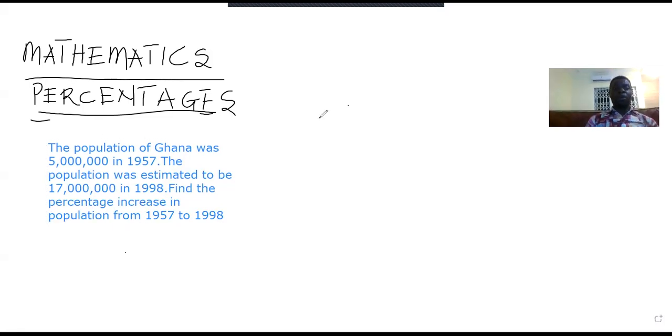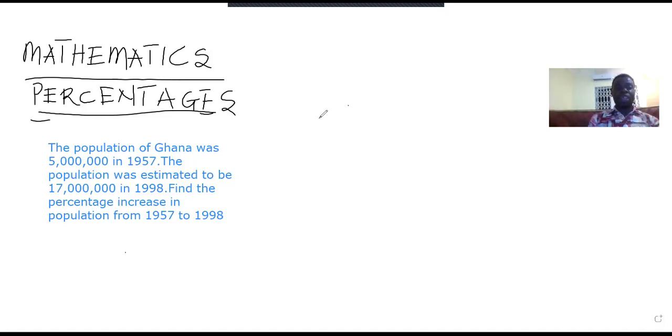Good. So the population of Ghana was 5 million in 1957. The population was estimated to be 17 million in 1998. Find the percentage increase in population from 1957 to 1998. So we want the percentage increase in population. The difference between 5 million and 17 million will be the increase in population. We are expressing the increase in population as a percentage of the original population, and the original population in 1957 was 5 million.